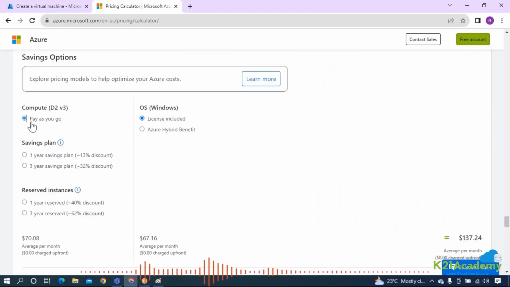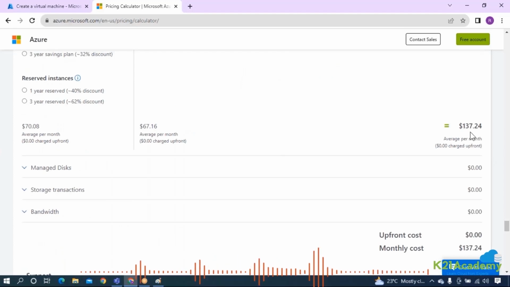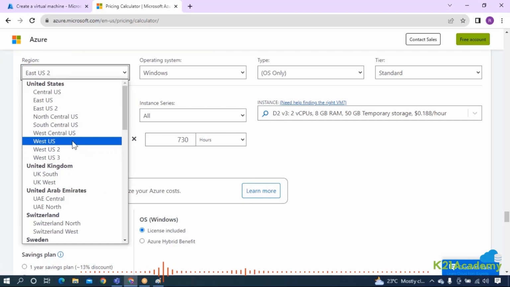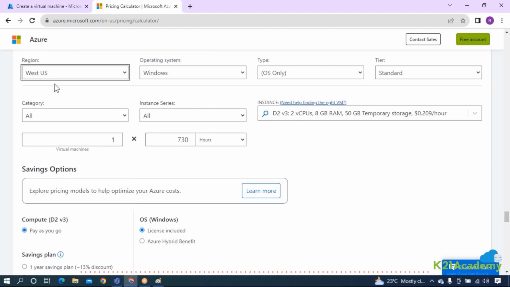You see, guys, if you are a pay-as-you-go customer, it will be costing around 137.24 USD with this size over here. In which location? East US. If I change the location to, let's say, West US, guys, will it make any difference to the cost or not? Or will it remain the same? What do you think, guys?